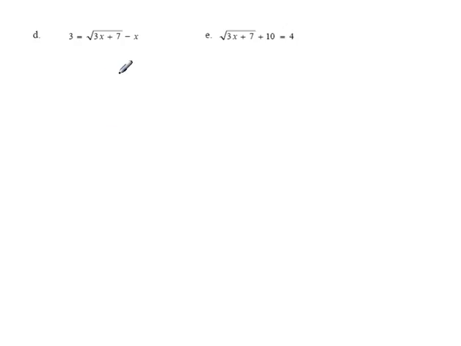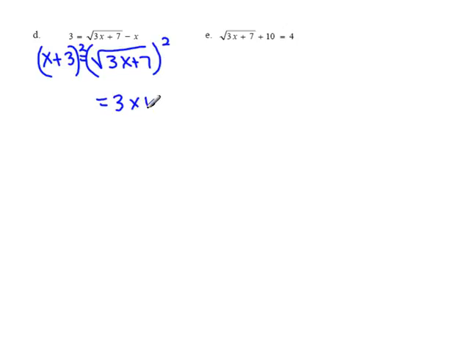Okay, we'll solve problem D. Isolate the radical, so I'm going to add x to both sides. That's going to give me x plus 3 equals the square root of 3x plus 7. To get rid of the radical, it's a square root, so I'm going to square both sides. Well, this side is easy. It's just going to be 3x plus 7.